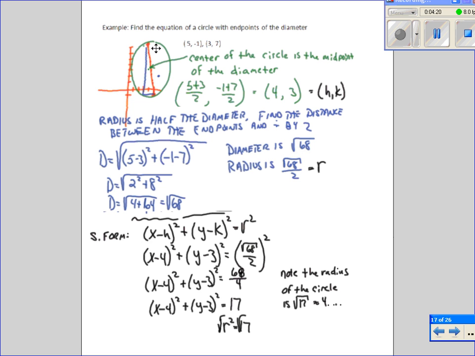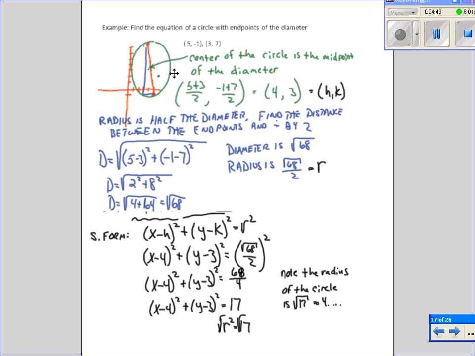Okay. Now find the equation of the circle with endpoints of the diameter. I think a sketch is really helpful. It's not technically necessary, but I find it really helpful to keep track of the information. So if we know the endpoints of the diameter at 5, negative 1, and 3, 7, that line joining those two points is the diameter, and the middle of that line is going to be the center of our circle.